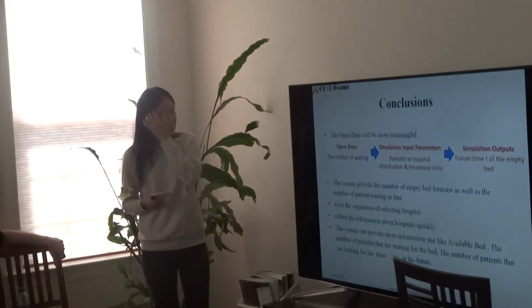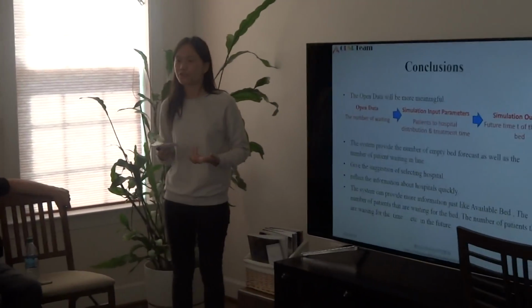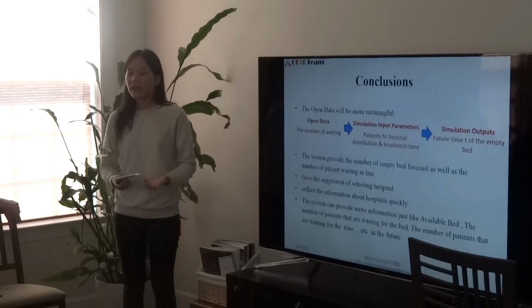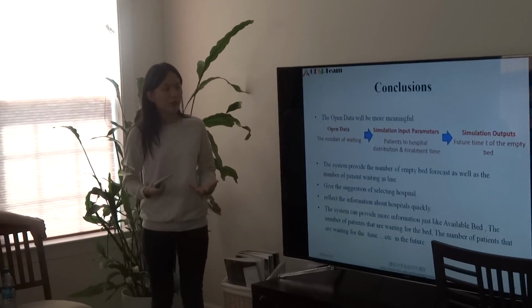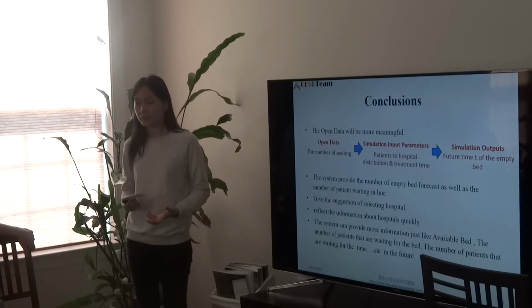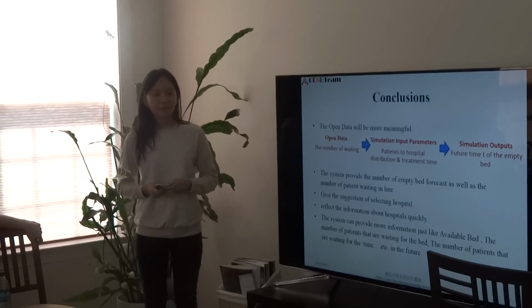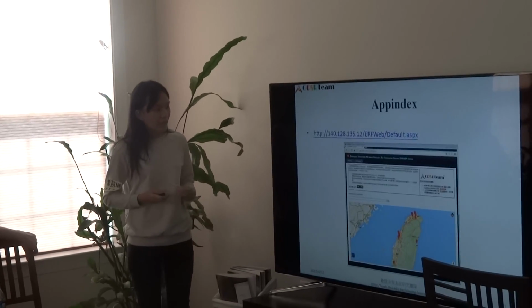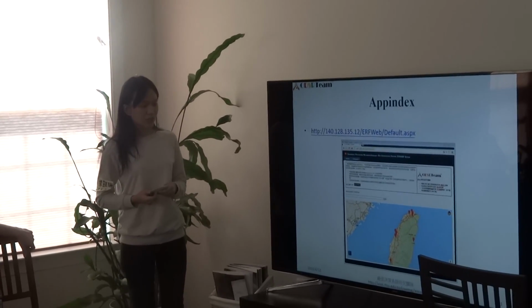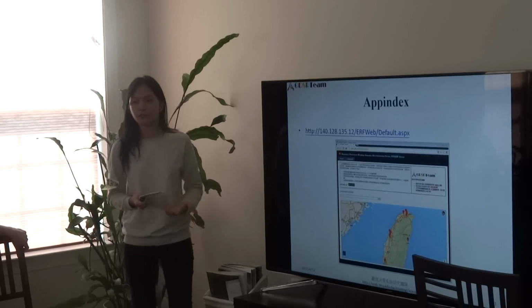So the conclusion is this application can really help you find the shortest way to the hospital, and not just 1 hospital but 3 hospitals, and it will give you the information on how many sick beds are available at that time. So it'll save many lives and a lot of time. I can show you the demonstration of our application if we still have more time.